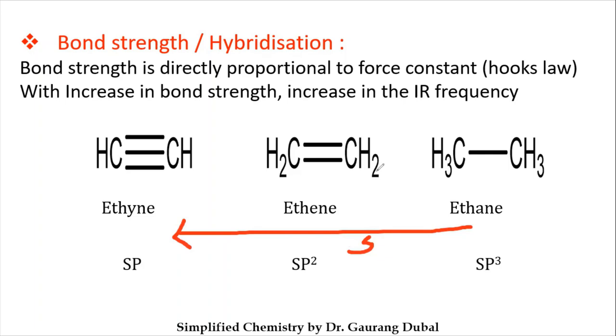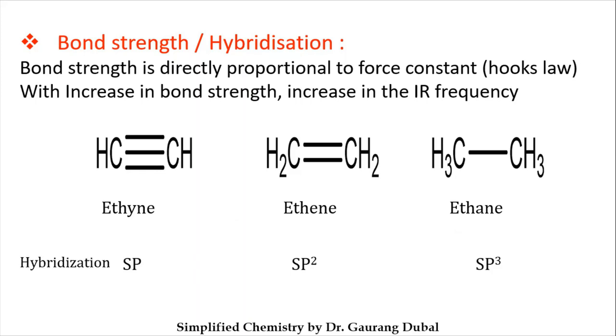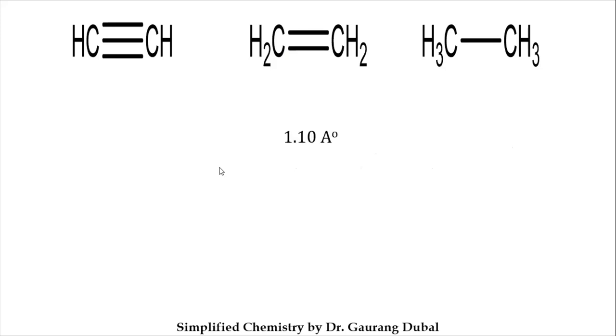When you are going to appear for NET, SLET, GSET, GPSC, etc., any competitive exam related to chemistry, you will find some questions where you have to take the key point: if the S character increases, the bond strength will increase and you will get an increase in your infrared frequencies. Okay, so hybridization is mattering for the frequency. Bond strength is mattering for the frequency.